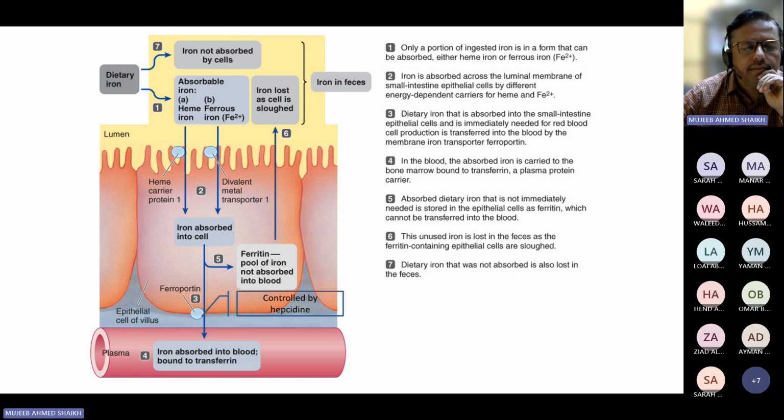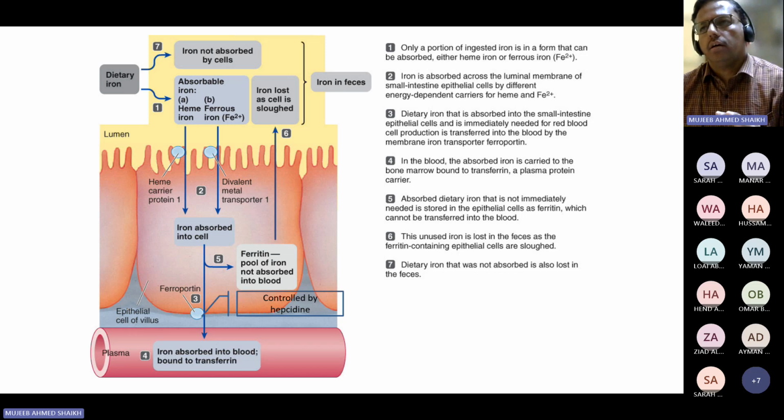So dietary iron may be in the form of heme iron or ferrous iron. This will be transported into the cell by a protein called heme carrier protein or divalent metal transporter 1. Once it is inside the cell, it will combine and remain as a store. This storage form of iron is known as ferritin. It will be converted into ferritin.